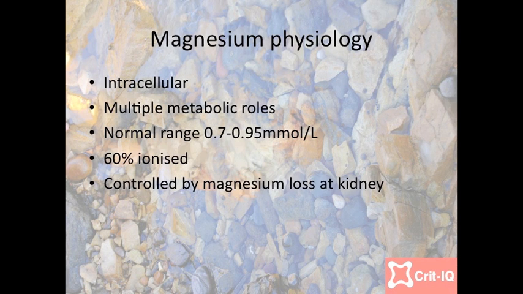The major controller for magnesium concentration is via renal loss of excessive magnesium. In renal failure, excessive amounts of magnesium cannot be excreted and toxicity may result.